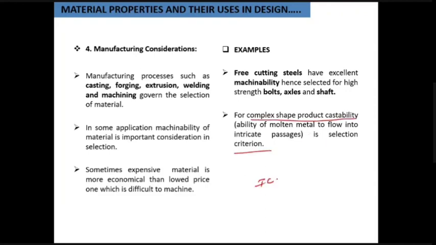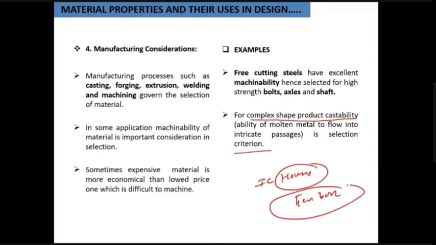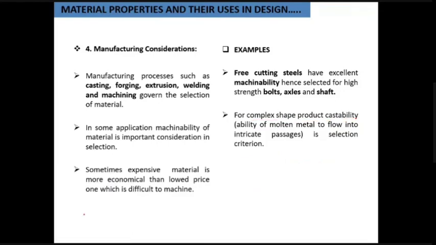Next, for complex shape products, castability is the selection criteria. Let us take an example of an IC engine housing, right, in which the cylinder is placed. So, you can take an example of a gearbox housing. So, when the shapes are complex, you will use a casting process, right? So, I hope you understand that. So, depending upon the manufacturing considerations, also you have to select the material. For example, for an IC engine cylinder, you will not use any plain carbon steel. No? You will go for the cast iron. Okay, and nowadays some aluminum alloys are also used. That is a different part.